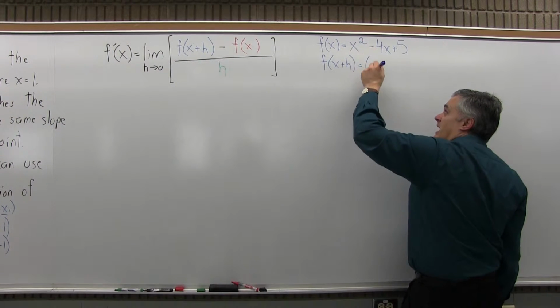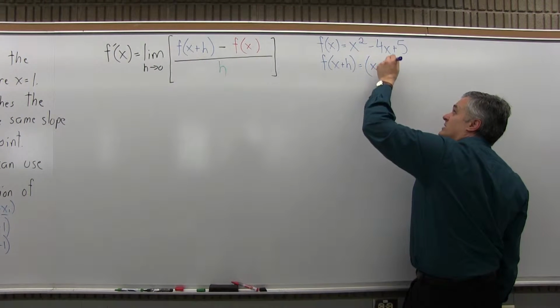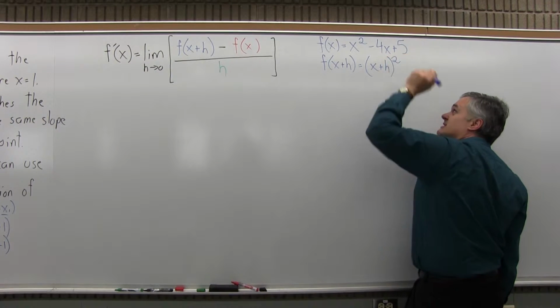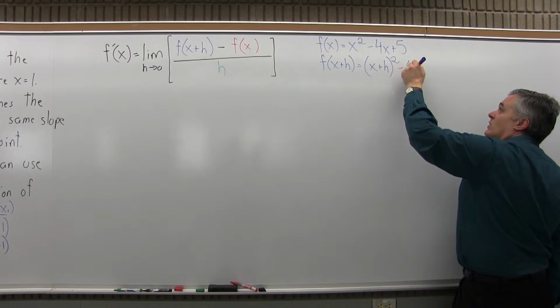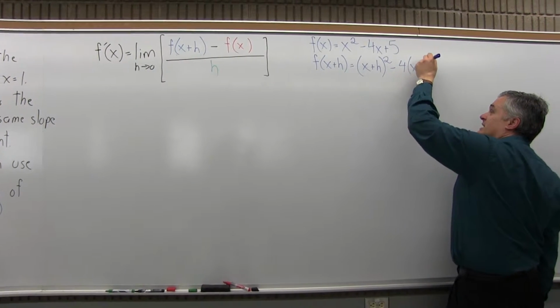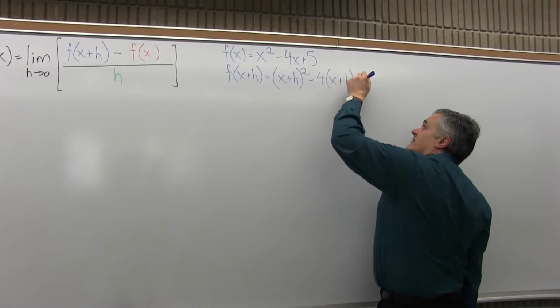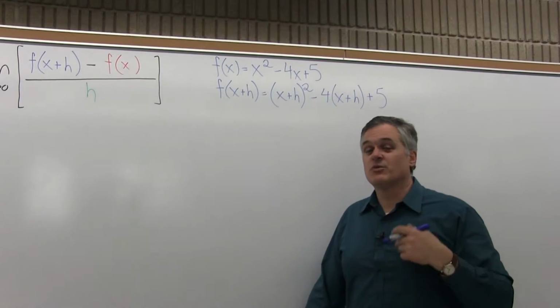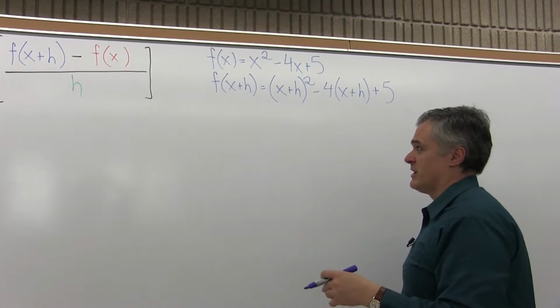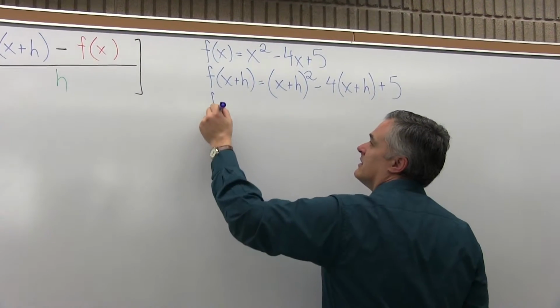Now when I use x plus h as an input, f of x plus h equals x squared, which now is x plus h squared. So it's x plus h in parentheses to the second power. Then the minus 4x becomes minus 4 times, in parentheses, x plus h. And then the 5 at the end just stays at the end. So that is the answer, but we need to simplify it, cancel stuff, group like terms, and all that stuff.